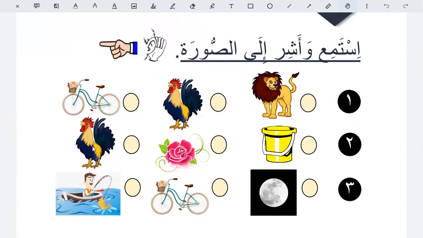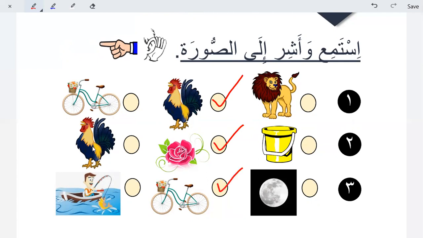Listen and point to the picture. Latifa. Yes. Deek, rooster. Second one, Warda, rose. Daraja, second one, bicycle. Good. Riyan, Asad. First one, lion. Good. Dalwun, first one, bucket. Sayyad, the third one, hunter.